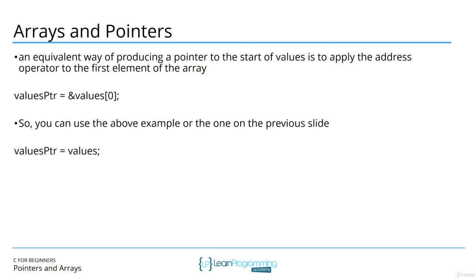Obviously, without the ampersand and without the subscript, it's a little less code or easier to write. This may be a little more clear because you don't necessarily know that values is an array unless you look at the declaration. But again, either way is fine. Values pointer equals values, or values pointer equals address of values sub 0. It's a matter of programmer preference, and again, it's a notational thing.